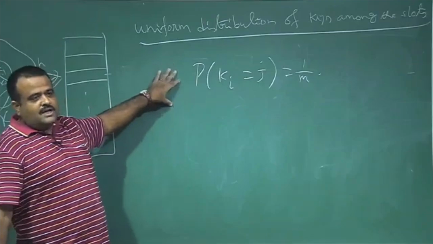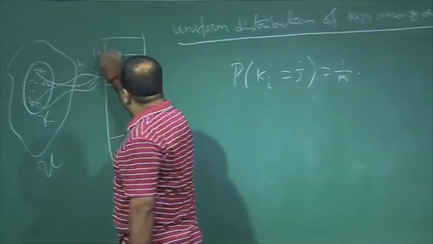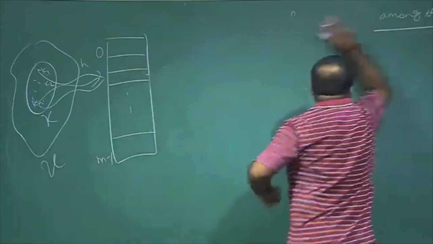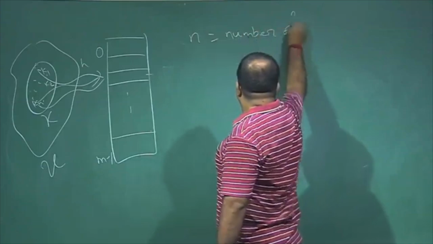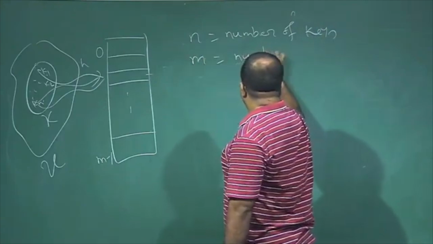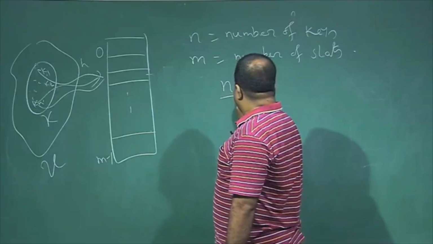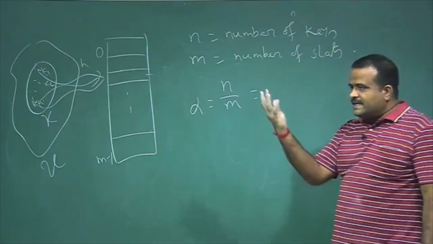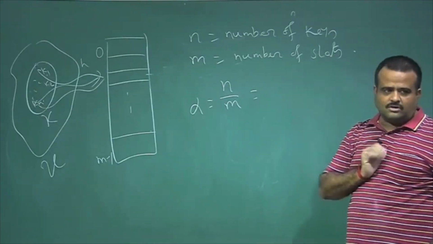So, it is just a uniform distribution of the keys among the slots. In that case, if there are m slots, 0 to m minus 1, and n is the number of keys at some point of time, and m is the number of slots, then we define n by m, which is alpha. So, we have n keys, we have m slots. So, n by m is the expected number of keys in each slot.